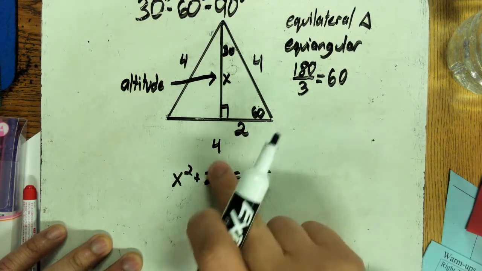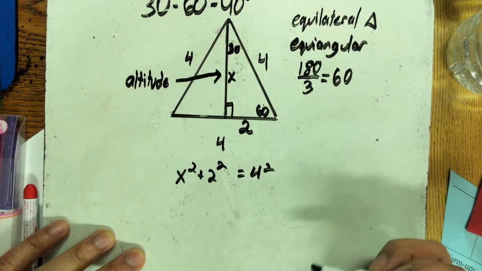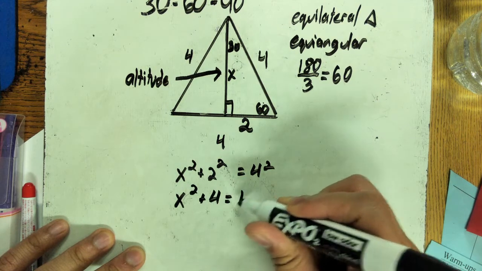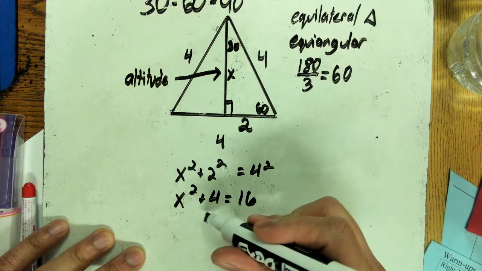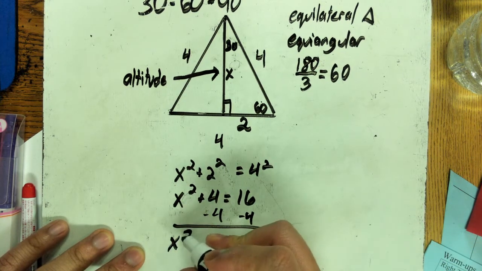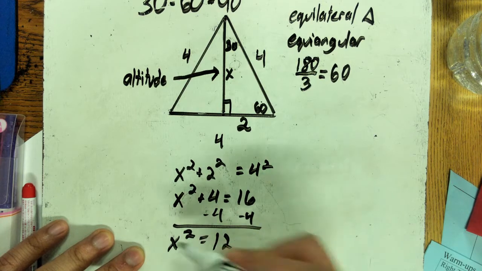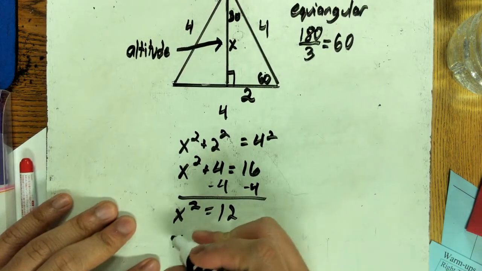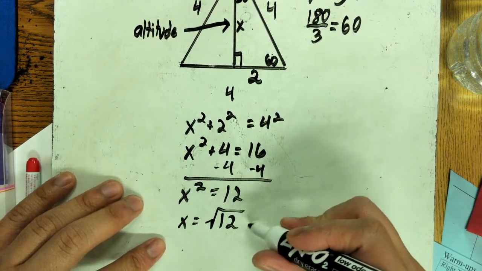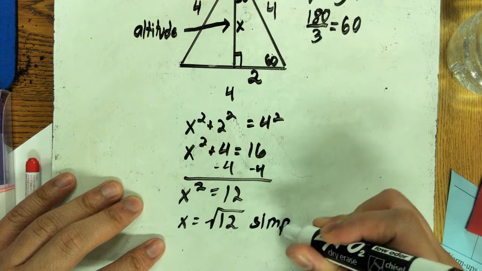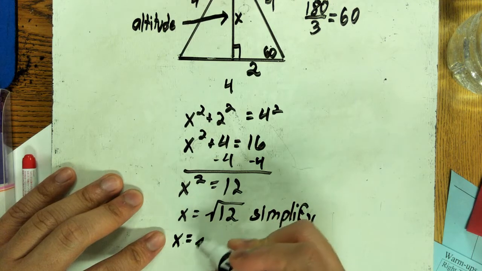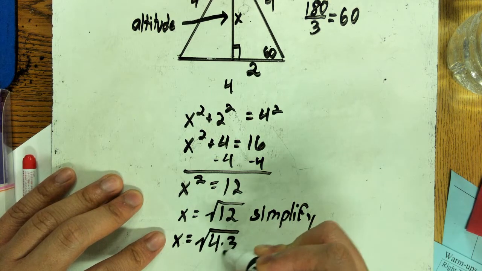Let me fix this. Continuing with Pythagorean theorem gets me x squared plus 4 equals 16. Subtract 4 from both sides. x squared equals 12. We take the square root of both sides. That means x equals square root of 12. At this point, we have to simplify the radical. That means we break down 12. I'll pick factors. 12 can be broken down as a 4 times a 3.